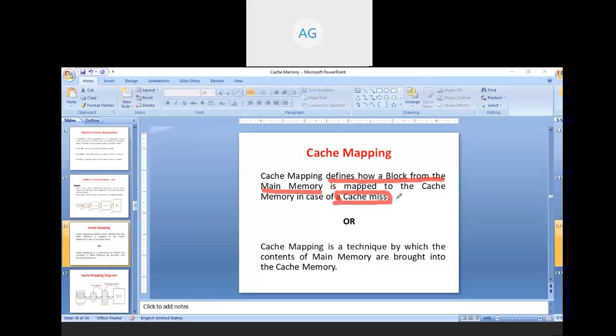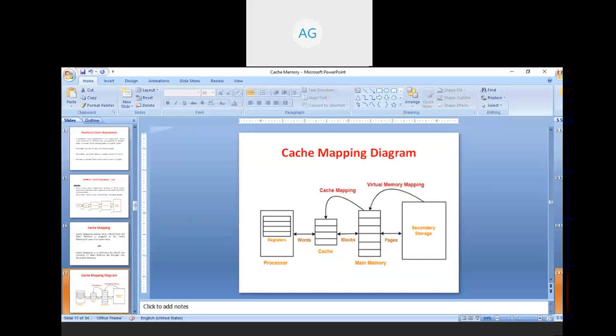of a cache miss. The other important definition is that cache mapping is a technique by which the contents of the main memory are brought into the cache memory. So basically the word or the content from the main memory needs to be brought into the cache memory. That process is known as cache mapping. From the diagram in the next slide, you will clearly understand it.